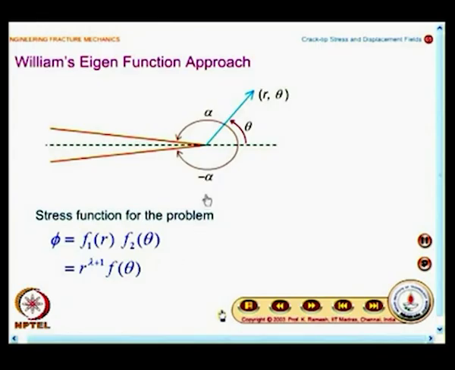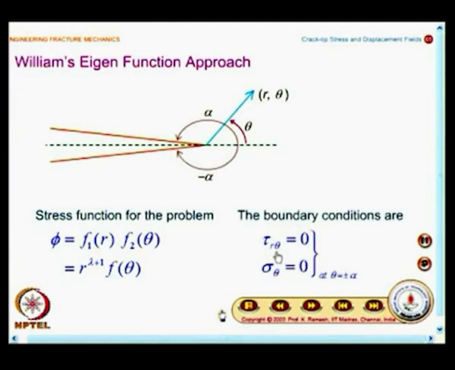And what we did, we applied the boundary condition on the crack faces. The crack faces are free. This is depicted by the boundary conditions tau r theta equal to 0 and sigma theta equal to 0 at theta equal to plus or minus alpha. The problem becomes a crack problem when alpha becomes pi.